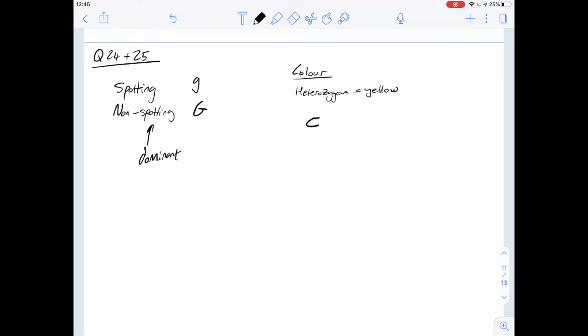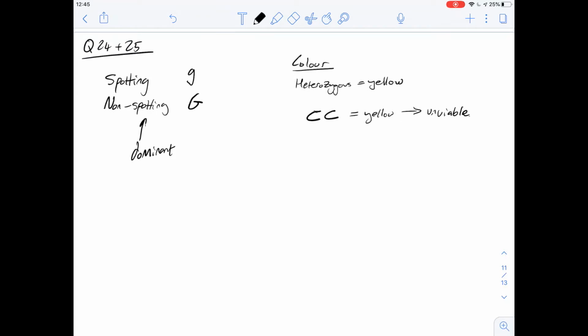So we know if we've got capital C, it's going to be yellow, but inviable or unviable. So we wouldn't include that in the statistics, but it is an outcome. And then we have the heterozygous condition, which is the viable yellow. And then finally we've got our homozygous recessive, and this is going to be a black coat.